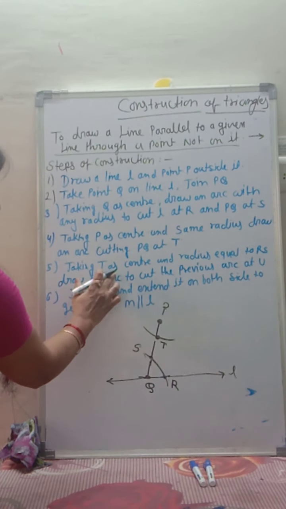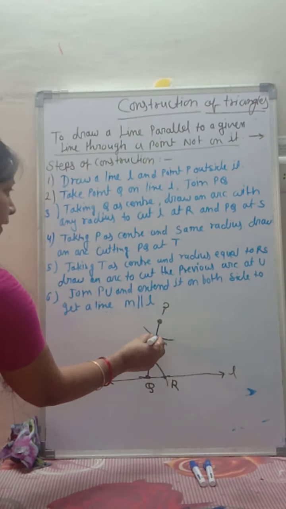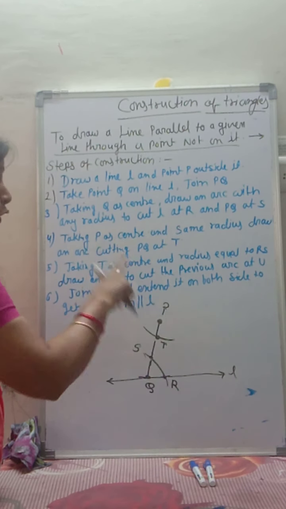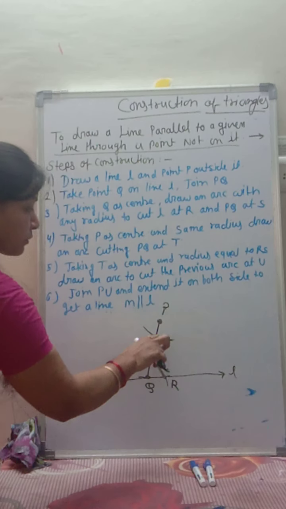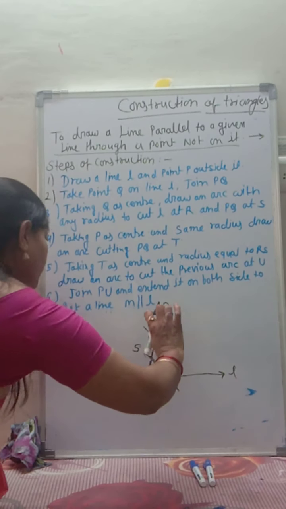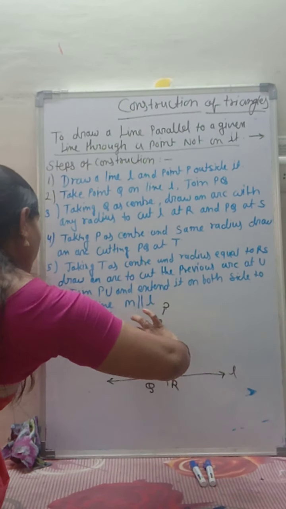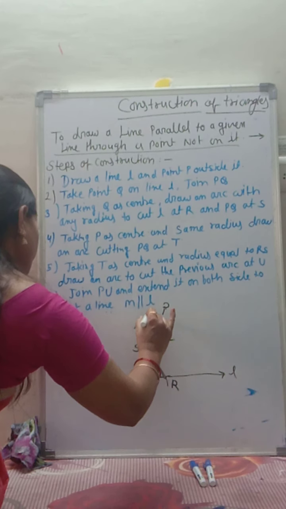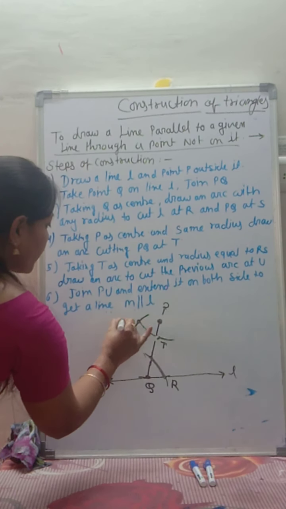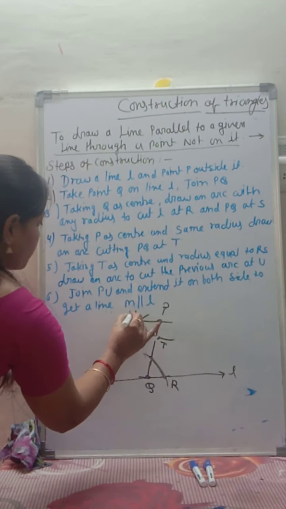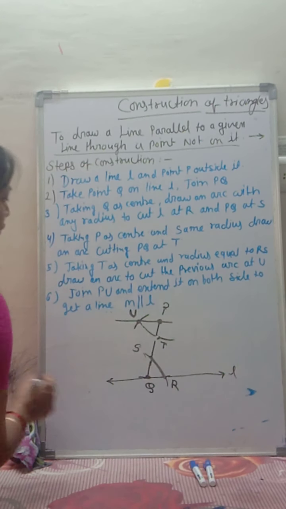Now taking T as center and radius equal to RS, here we put the same radius and, with T as center, draw an arc cutting the previous arc at this point. Now join this point and the line. This point on the arc, you write down the name U.